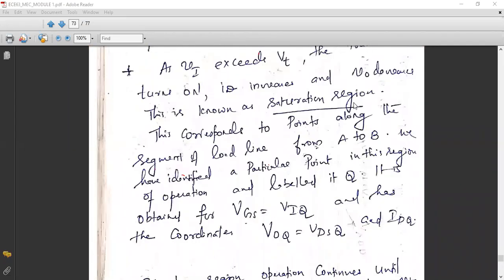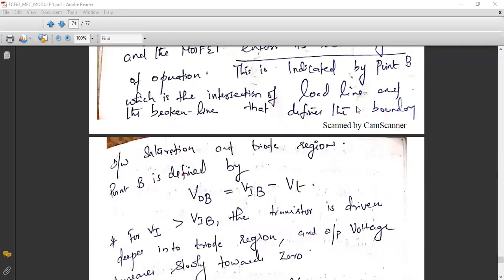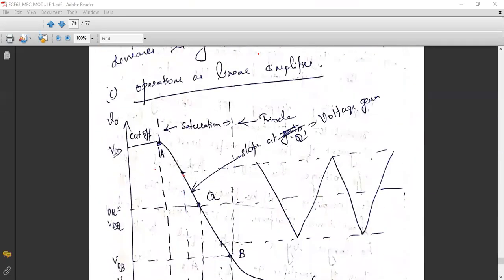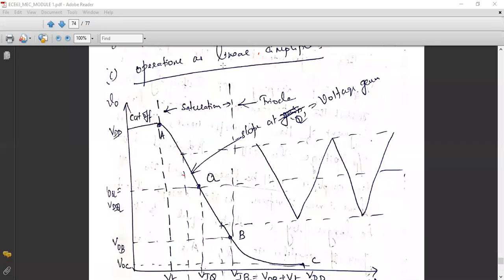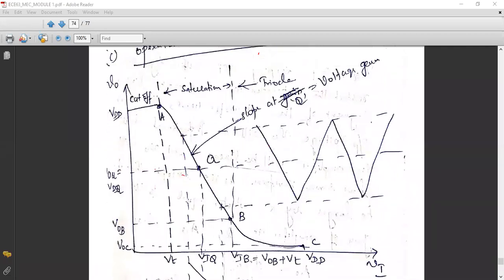Now, based upon this, we are going to derive the transfer characteristic. I told you the earlier graph is not a transfer characteristic. It was a drain characteristic that shows the plot between VDS and ID. Now we are going to draw the transfer characteristics graphically. The transfer characteristic is a plot between your input voltage and output voltage. So on the x-axis you will draw Vi, and on the y-axis you will draw V0.